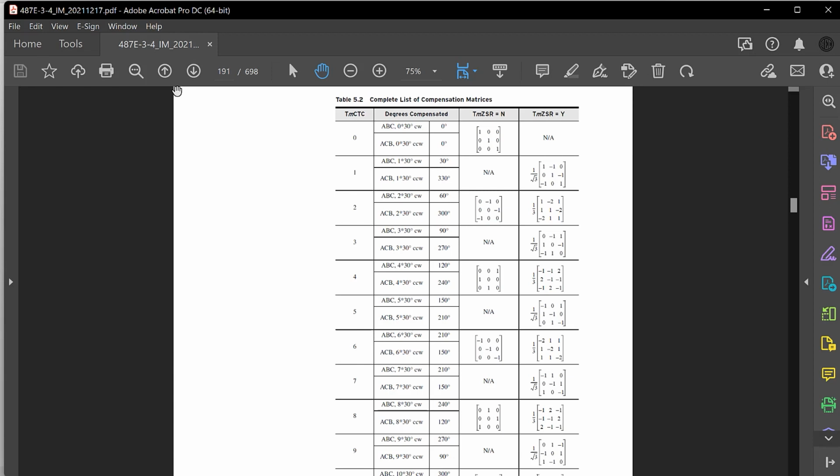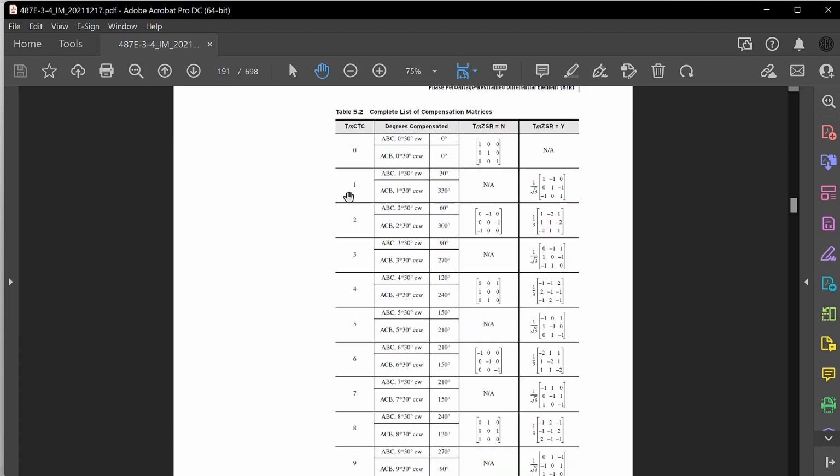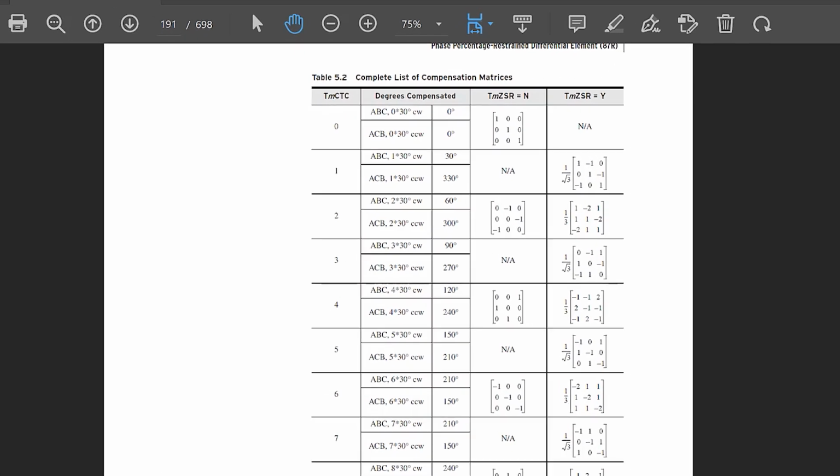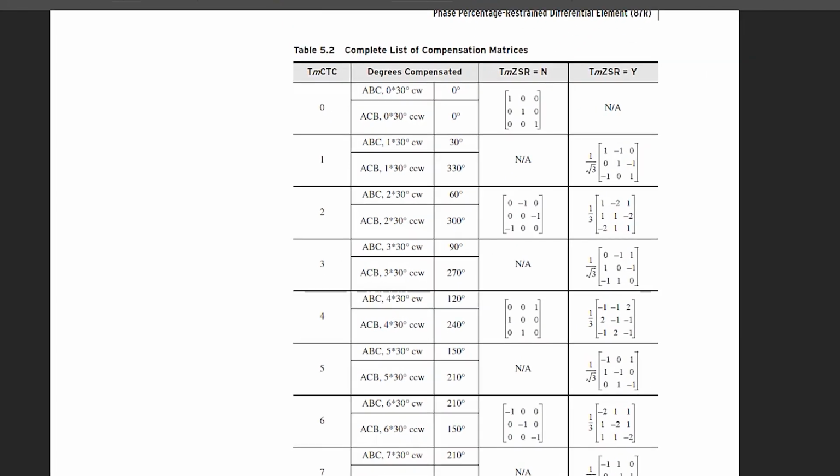So for our example, since the low side is lagging the high side by 30 degrees, we need to shift the low side currents by 30 degrees counterclockwise. And we can do this using a setting of 1, which is over here. So this one over here. Now notice here that in this table we are compensating a 30-degree clockwise angle, and that's shown over here.